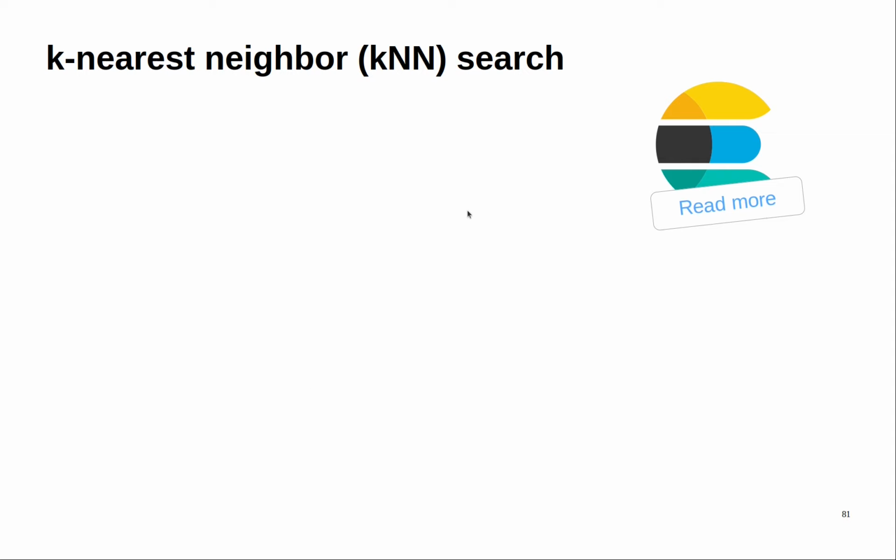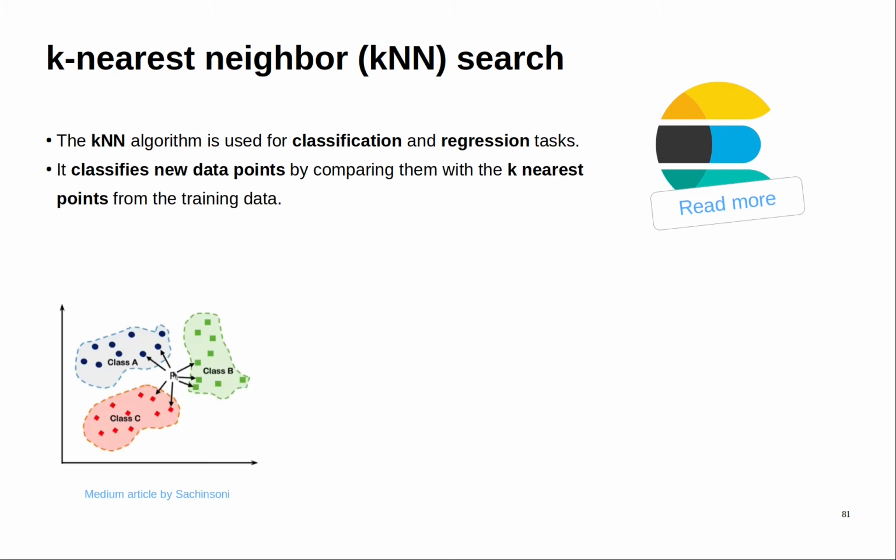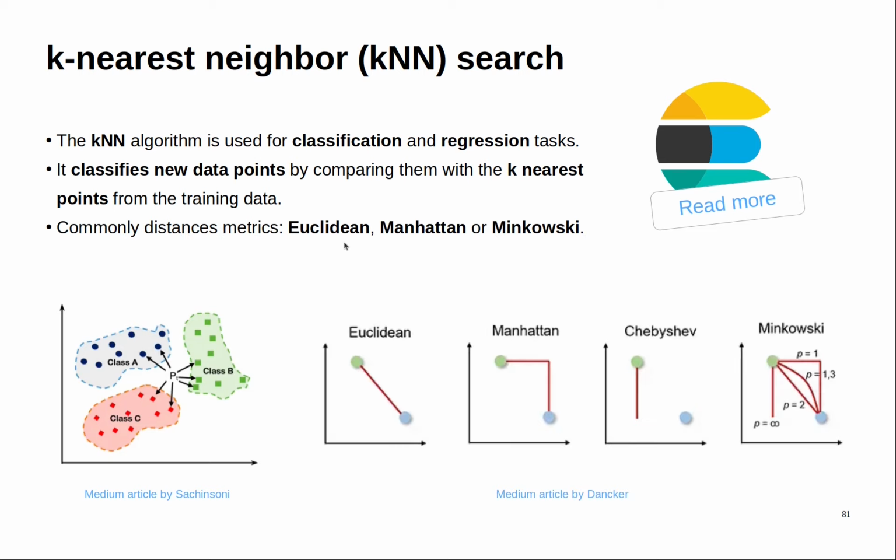Now I will give a brief overview of the kNN algorithm. This algorithm is widely used for both classification and regression tasks. To classify a new data point, kNN identifies the k closest points to determine its classification. Various distance metrics can be used to find the nearest neighbors, such as Euclidean, Manhattan, or Minkowski distances.